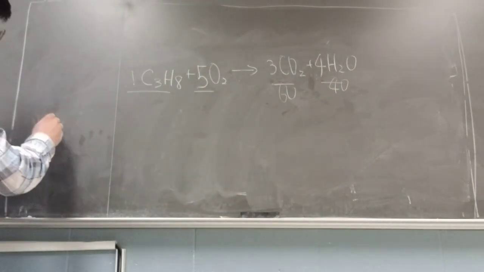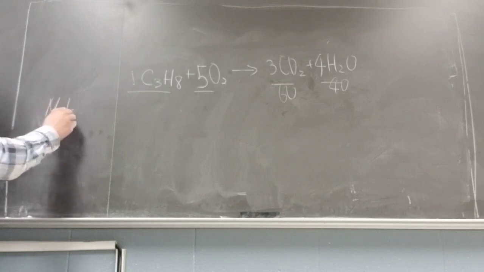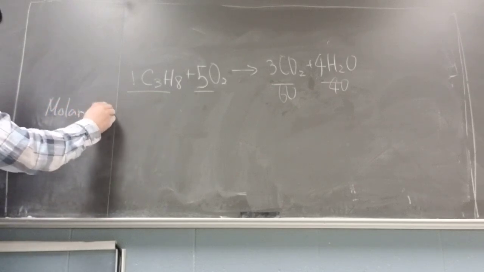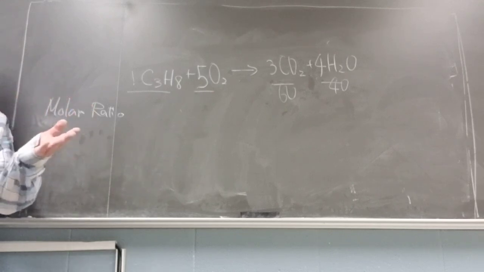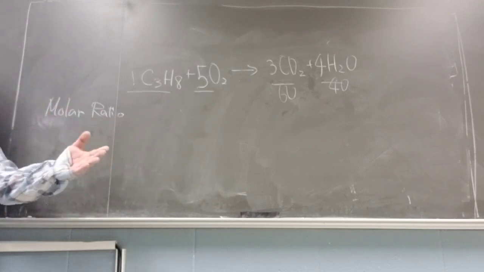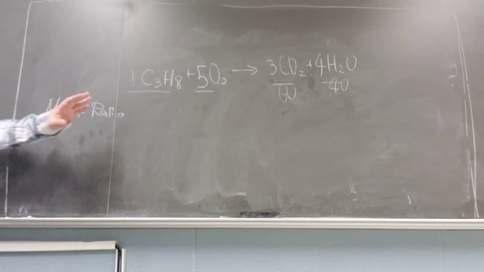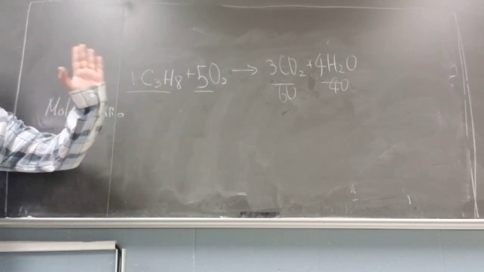So you can assume that is the ratio between 1, 5, 3, and 4. You can call this the molar ratio. That's the ratio between these two by number, because a mole is simply just a big number. So we normally call this the molar ratio because it's more realistic when we put the numbers in moles.